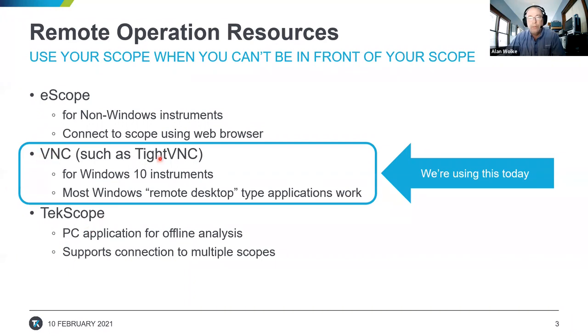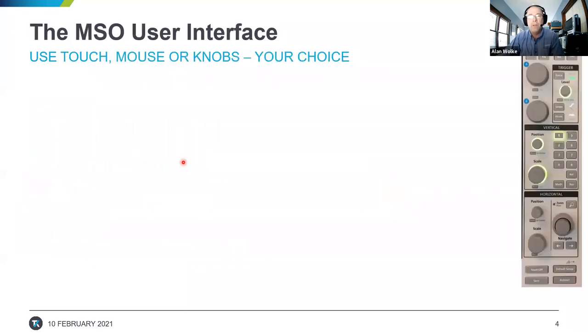We're going to be using TightVNC for the demos that we do today. That's how I'm connecting up to the scope. Okay, so the user interface. You can use touch, you can use the mouse, you can use the front panel knobs like I'm showing over here.